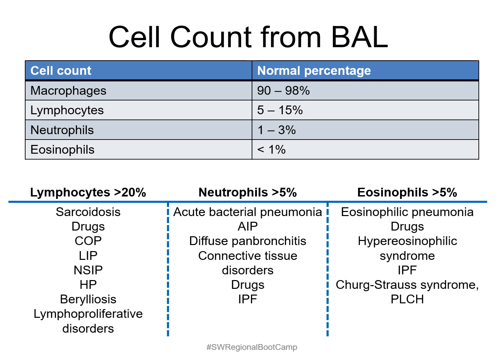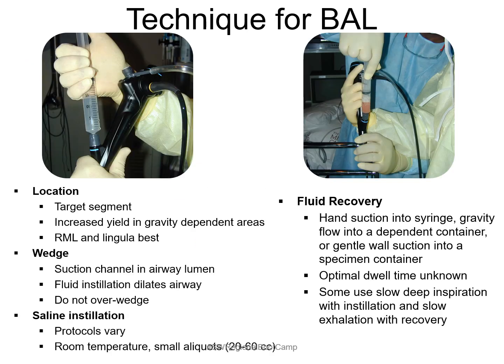If more than 5% eosinophils are present, considerations include eosinophilic pneumonia, drugs, hypereosinophilic syndrome, idiopathic pulmonary fibrosis, Churg-Strauss syndrome, and pulmonary Langerhans cell histiocytosis. Now we are going to dive into the technique for performing a bronchoalveolar lavage.